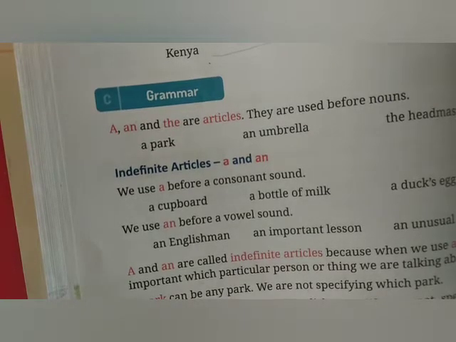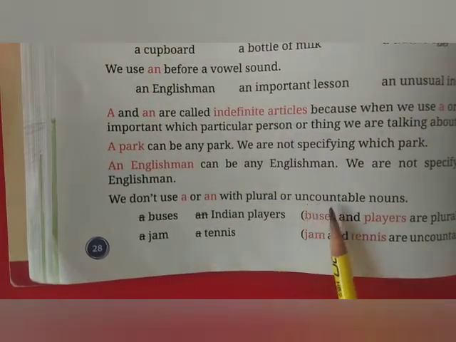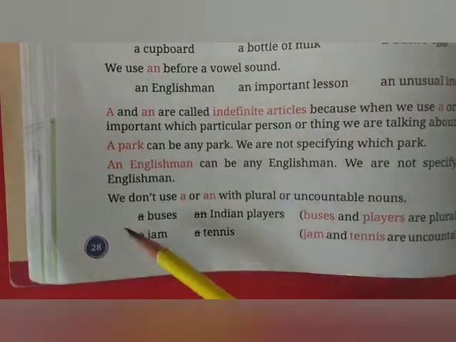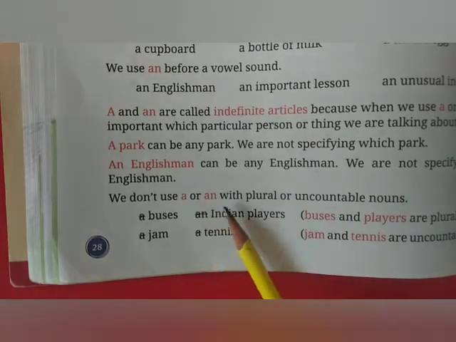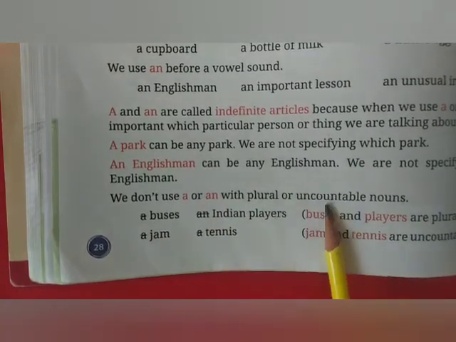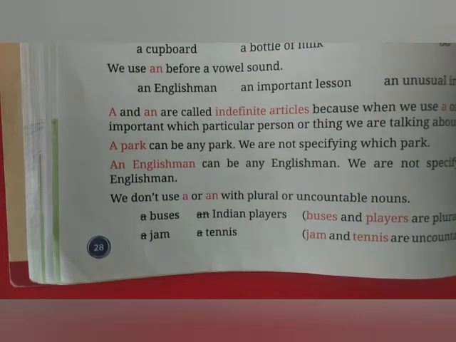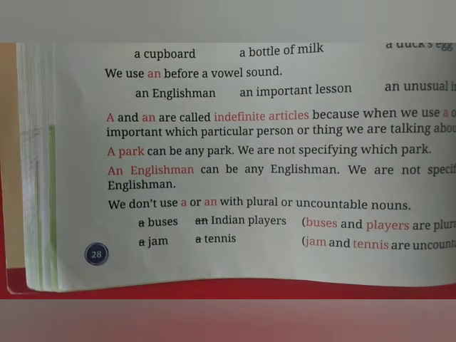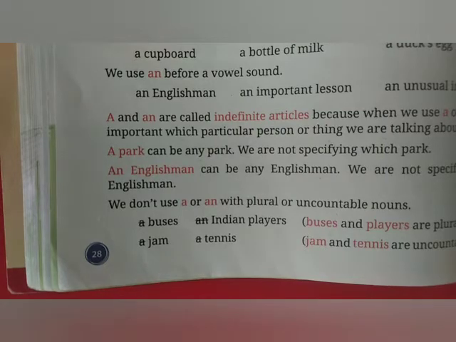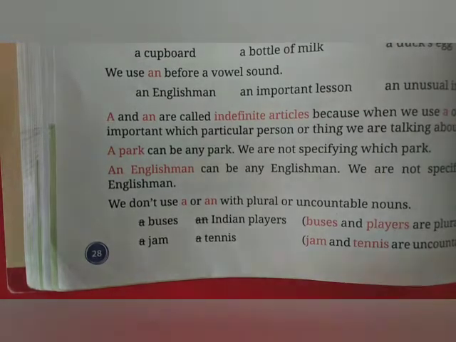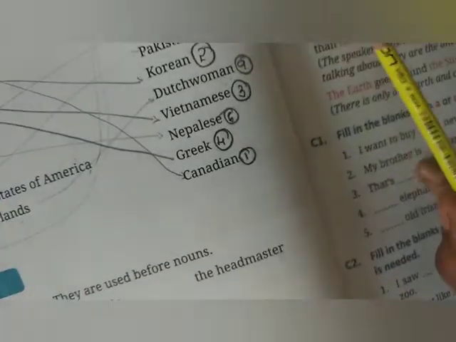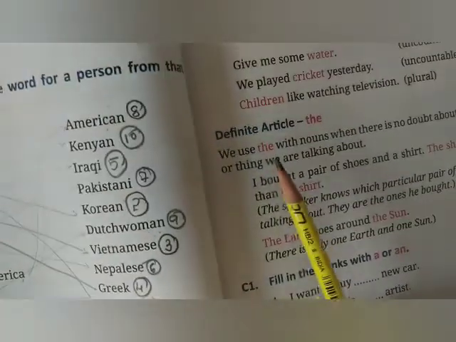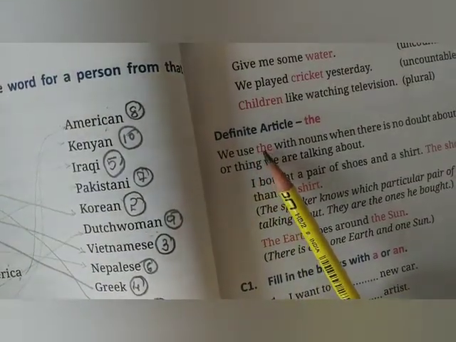Like that, we don't use a or an with plural or uncountable nouns. We have to use a and an for singular countable nouns. Okay, dears? Understand? Now, another kind is the definite article.